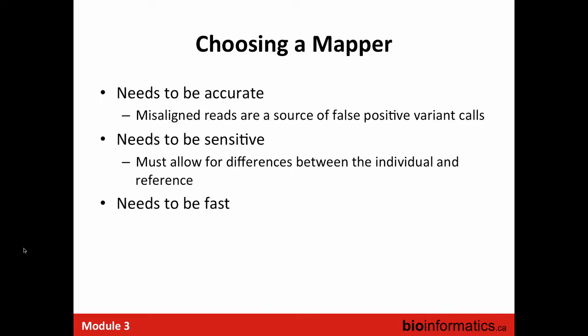So how do you choose a mapper? Well, it needs to be accurate. We don't want it making errors where it places reads on the wrong location of the reference genome. That's the major source of false positive variant calls. It needs to be quite sensitive: it has to allow for differences between the sequenced individual and the reference genome. And as I just said, it needs to be fast as well.